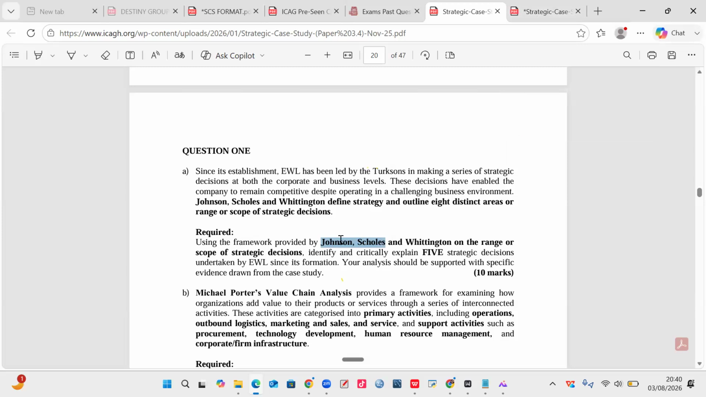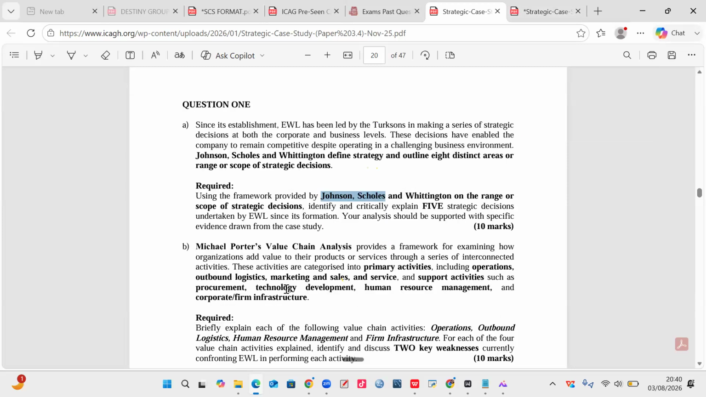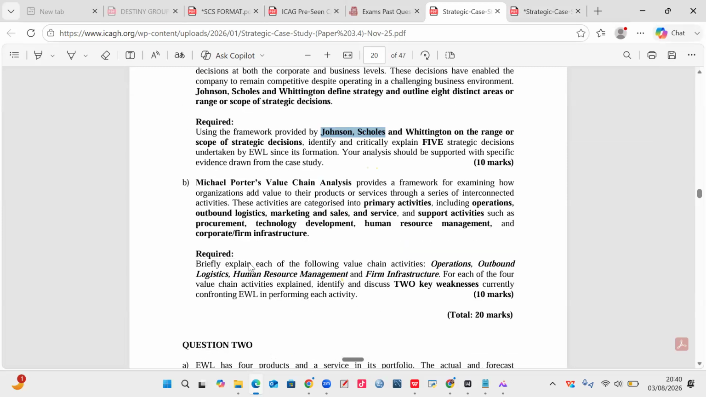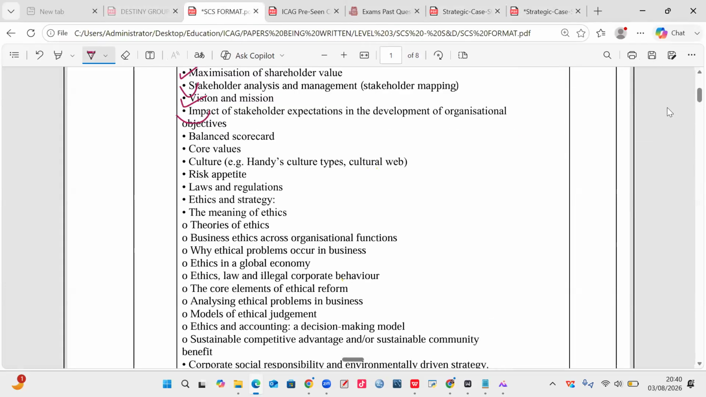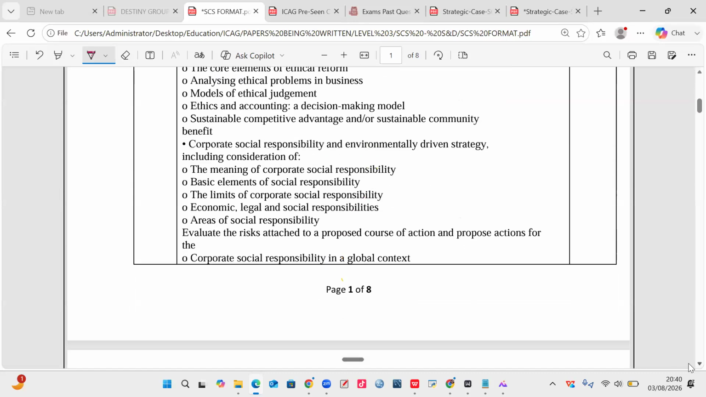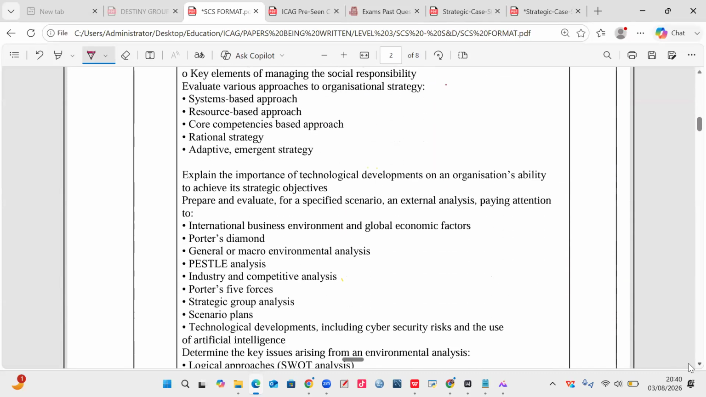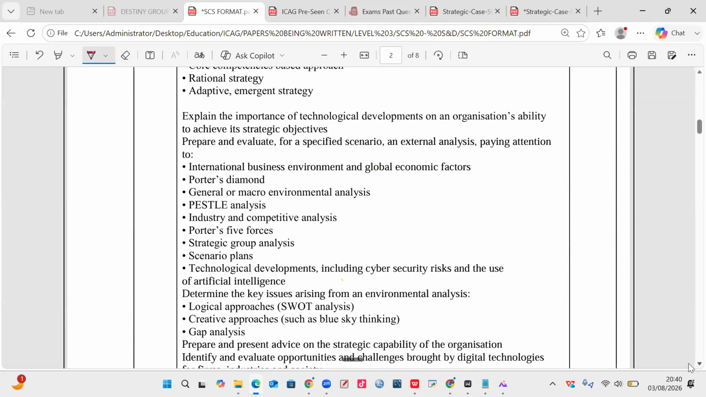So this Johnson and Scholes is in question 1. It's part of the areas in question 1. 10 marks. The next one, explain the value chain activities. Okay, the operation, outbound, and so on. The value chain activities is in question 1. The value chain, where is it? Value chain is in question 1. They will never ask any question which was outside the question 1.